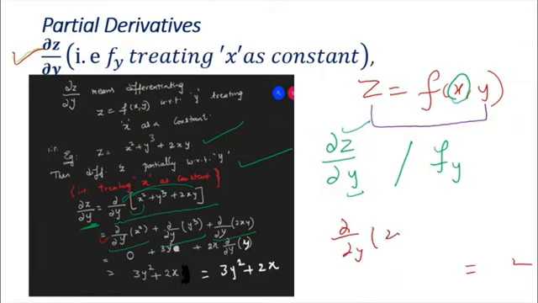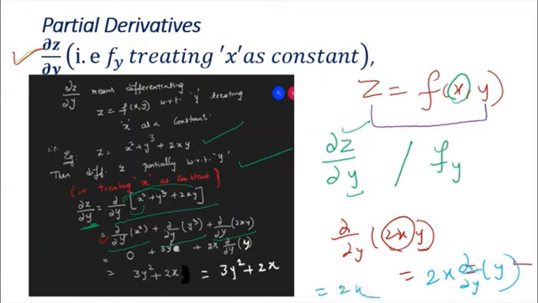Dou by dou y of 2xy. So in this, y is the only variable, and 2 and x are both constant. So you can write it as 2x into dou by dou y of y, which is equal to 2x into, what is dou by dou y of y, it is 1, so it is 2x. 2x into 1 is 2x. So finally the answer is 3y square plus 2x.